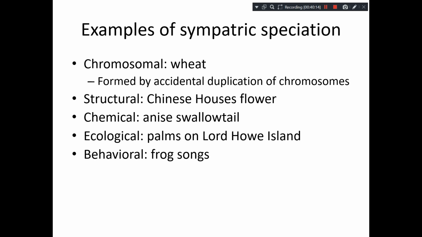To give you more examples of sympatric speciation, the most common one is wheat. Wheat was formed by accidental duplication of chromosomes. Because of some accidental doubling of the chromosomes, a new species has formed. Even some examples like the Chinese house flower, the Anise swallowtail.